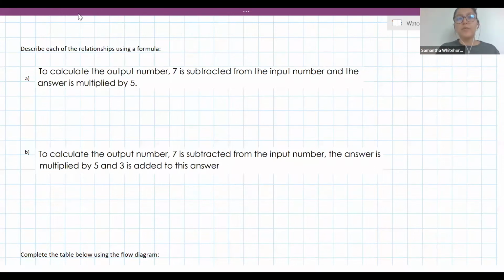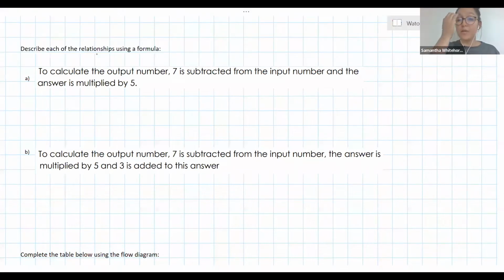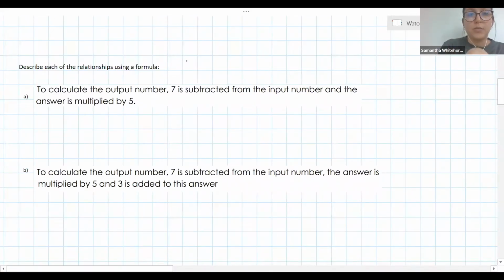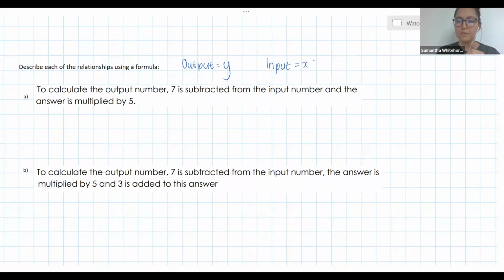So one of the ways that we can express relationships or describe relationships is through a formula. And we need to be able to both read what a formula is saying and understand it, but also write down formulas. So as a very quick reminder, there are two important variables that we work with. We work with an output, which is essentially our Y value, so the answer that we get once we performed all of these operations. And we have an input. The input is represented by X, and this is the number that we use to perform the operations on.